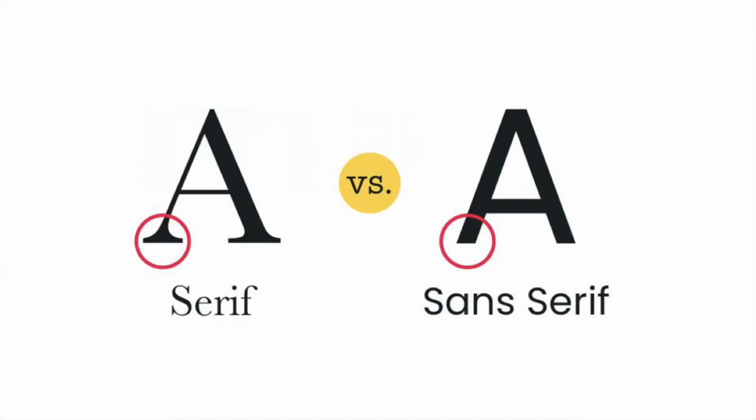Serif versus sans serif. Serif fonts have strokes and sans serifs do not have those strokes. As you have seen, Times New Roman is our serif font, and Arial and Verdana are our sans serif fonts.